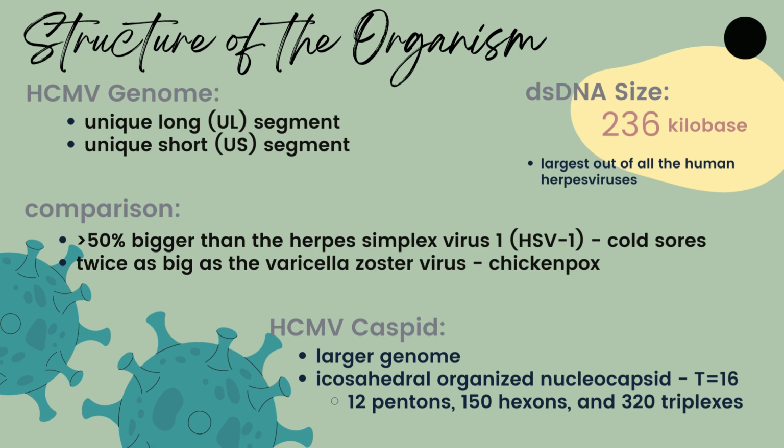And these two are common human alpha herpes viruses. Although the HCMV capsid has a larger genome, it is still comparable to the herpes simplex virus 1, having an icosahedral organized nucleocapsid with triangulation number 16, made up of 12 pentons, 150 hexons, and 320 triplexes.